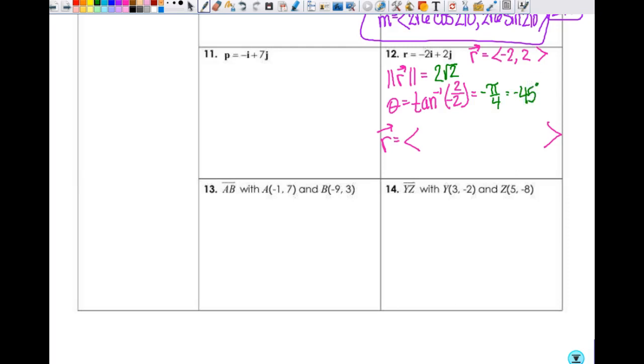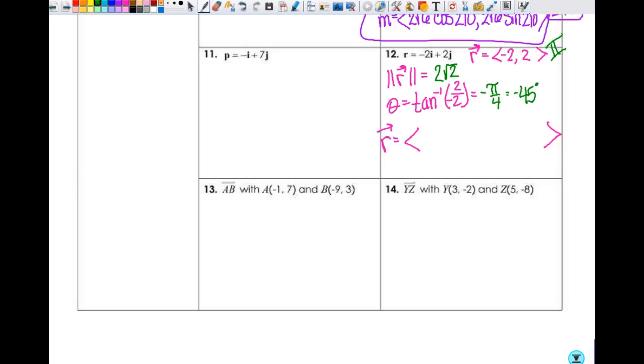Do you agree with what I have so far? I got 2 square root of 2 for the magnitude, and then the tangent inverse of negative 1 is negative pi over 4, which means that's negative 45 degrees, right? But what quadrant am I directed towards? The second quadrant. So I need my second quadrant, 45-degree angle. What's that going to be?